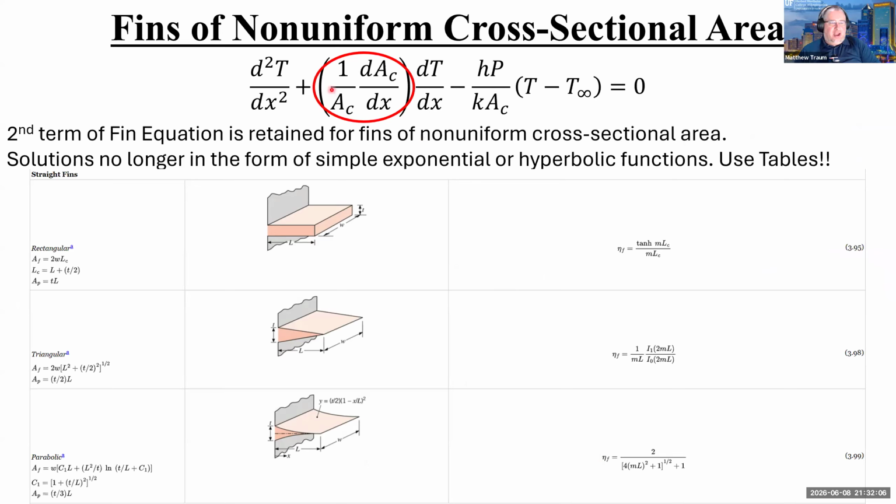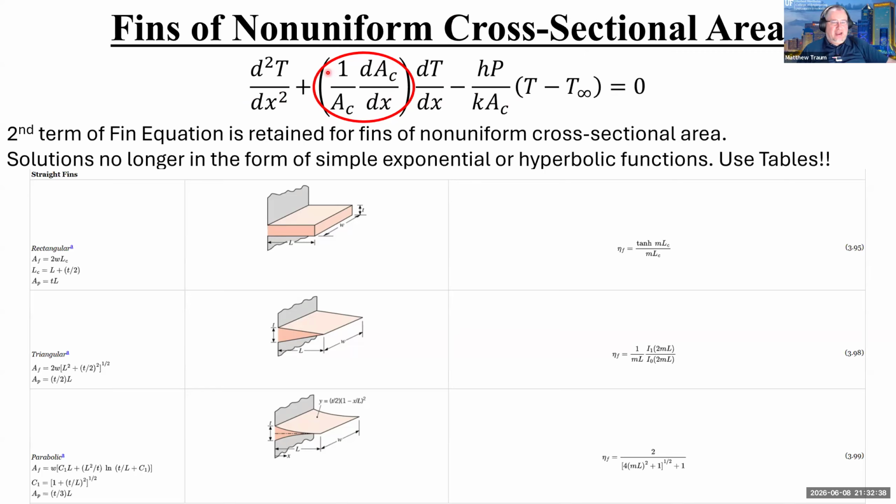We're going to talk about fins with non-uniform cross-sectional area. So we're going to go all the way back to our original fin equation, right? Remember, this got derived from the energy balance on just the differential section of fin. And what we were able to do before is say, look, the cross-sectional area doesn't change with respect to x, so we're going to cross this term out, and we get all those nice solutions that have those hyperbolic sine and hyperbolic cosine in them, and those we can manage relatively easily.